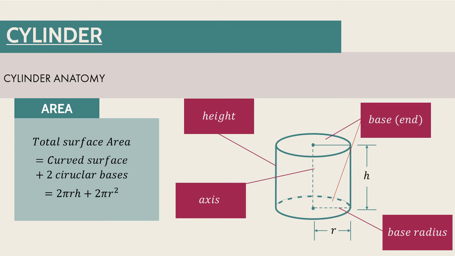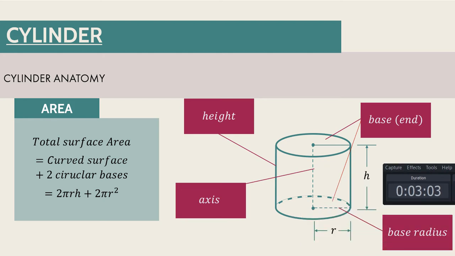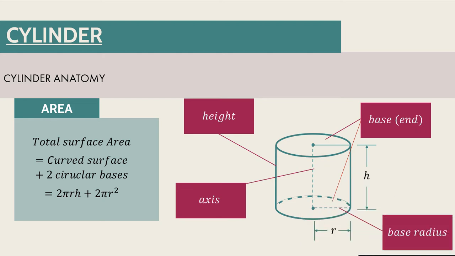And now we add the two bases. The area for each base is pi r squared, and because we have two bases, we double it to get 2 pi r squared. So we have the formula for the total surface area of the cylinder as 2 pi r h plus 2 pi r squared. Try to remember this because you're gonna apply this in the next line.